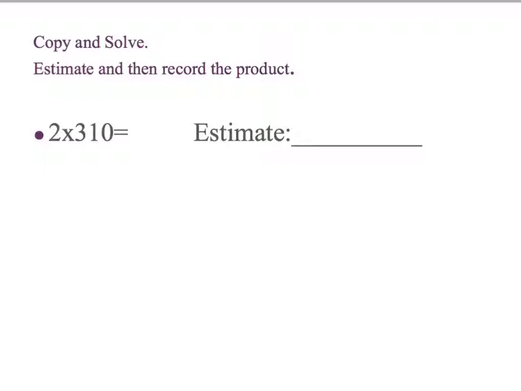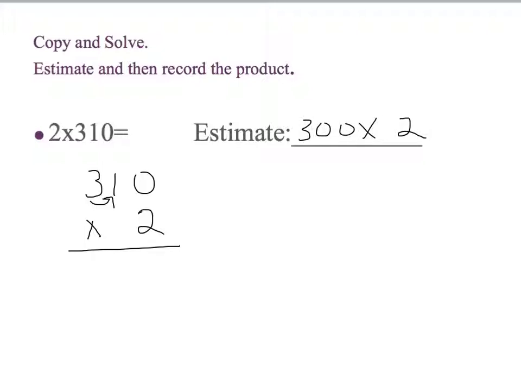All right, now if it's written horizontally, you're going to first write it vertically. So we would write 310 times 2. First thing you're going to do is estimate. Okay, so this would be 300 times 2. 3 times 2 is 6, plus the 2 zeros. So again, my answer should be around 600.